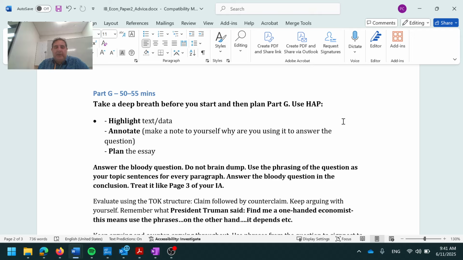Okay, so H stands for highlight text and data. A is for annotate, so make a note to yourself why you've underlined or highlighted a particular bit of prose from the text or the numbers. I would make sure you definitely use both text and numbers in your response. The numbers or the table of numbers are not there for dress up, they are there to be used. So please use both quantitative and qualitative aspects from the case study in your response.